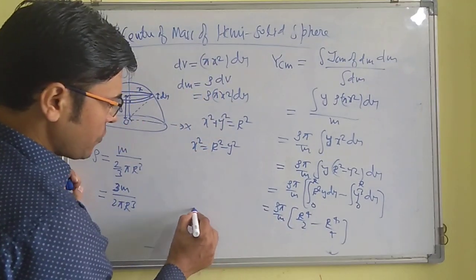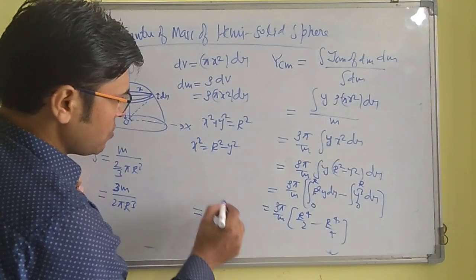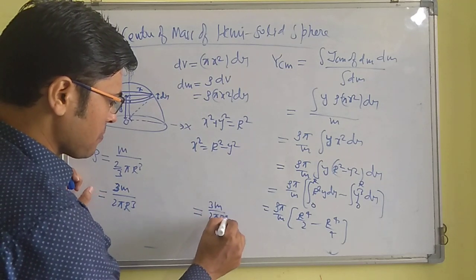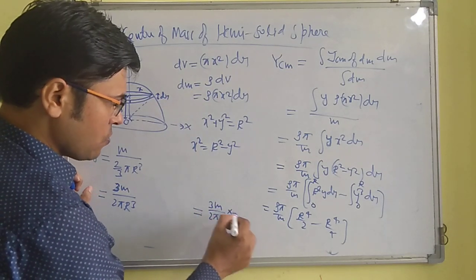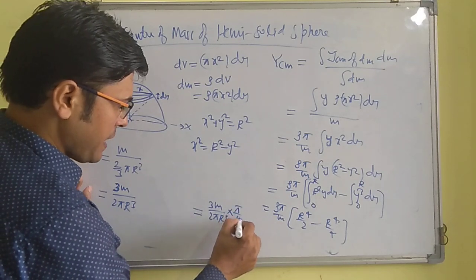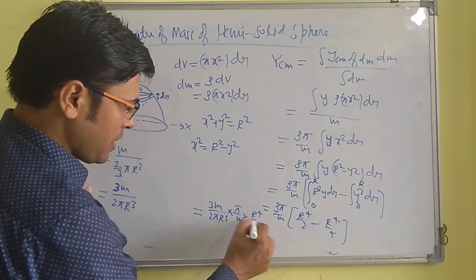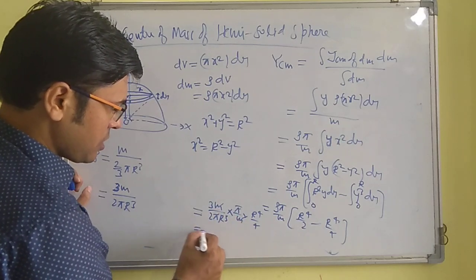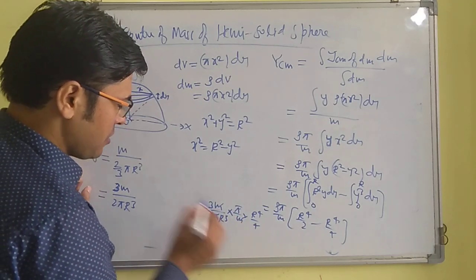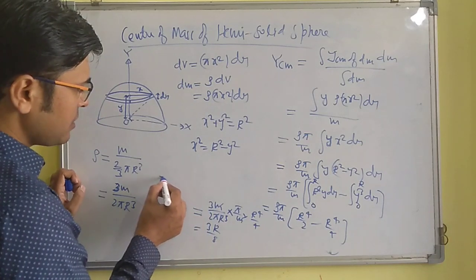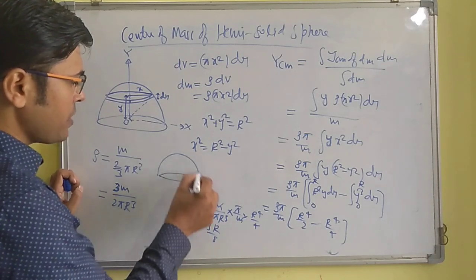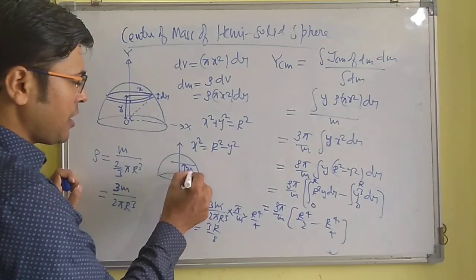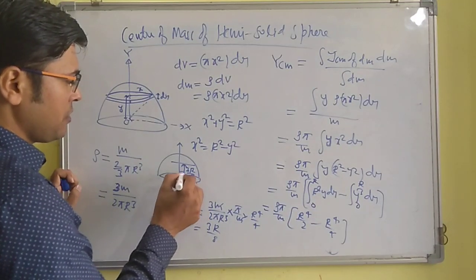Now putting the value of rho over here, so rho is how much? 3m by 2 pi r cube into pi by m and into r4 by 4. So this m is cancelled out. So this comes to be 3r by 8. So we can conclude that center of mass of hemi-solid sphere will be lying at a distance of 3r by 8 from origin.